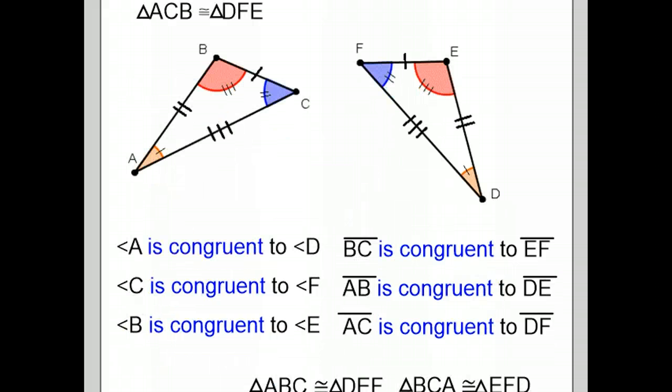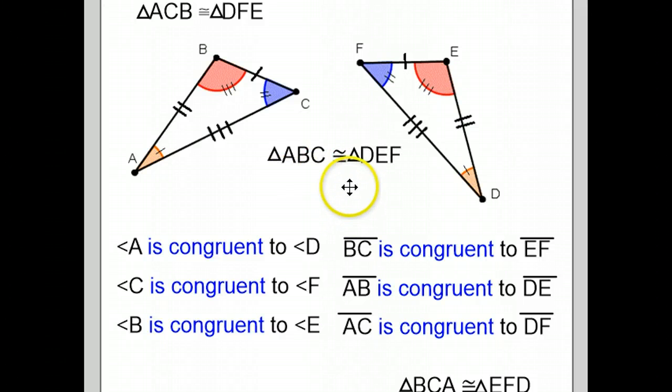Here's another way. So here we have triangle ABC is congruent to triangle DEF, and as long as the corresponding sides correspond to one another, we're good to go. So as you can see here, A still corresponds with D. It's the second position. B corresponds with E, and C corresponds with F. So this is a true statement as well.